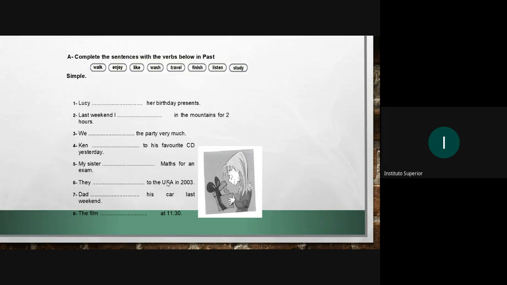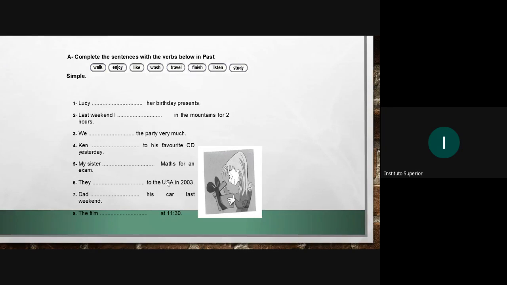All right, pretty good. So the number 3 set, we the party very much. Ahí sí, ¿verdad? Ahí hay hasta dos opciones. Como que no estudiamos el party, ¿verdad? We study the party very much. No. We enjoyed the party very much. We liked the party very much. We enjoyed. Very good.